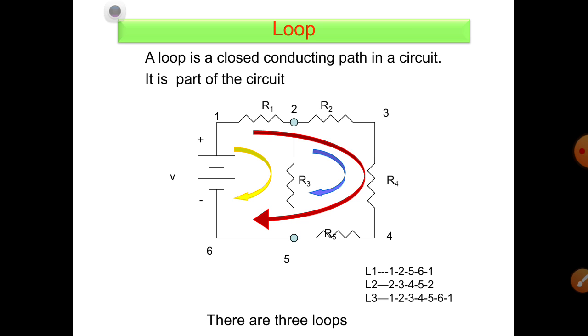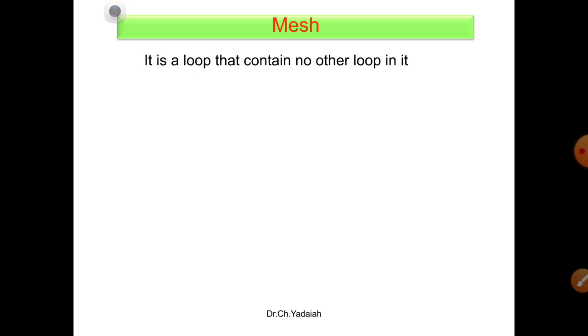Now coming to another term, a mesh. It is a loop that contains no other loops in it. That means individual loops are known as a mesh. In the previous case, loop 1, loop 2 and loop 3: loop 1 is individual, loop 2 is individual, whereas loop 3 is combined with the two loops. So here there is no combination of loops. Individual loops are known as a mesh.